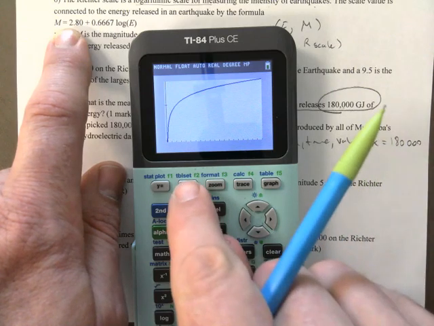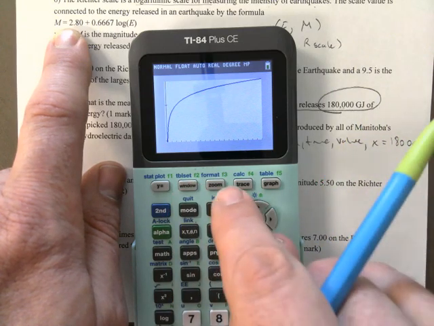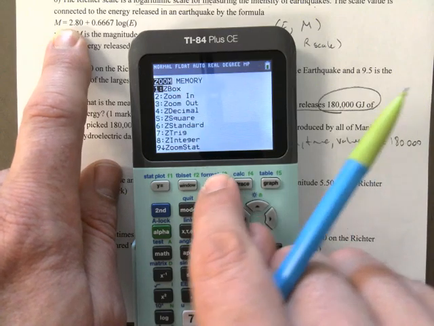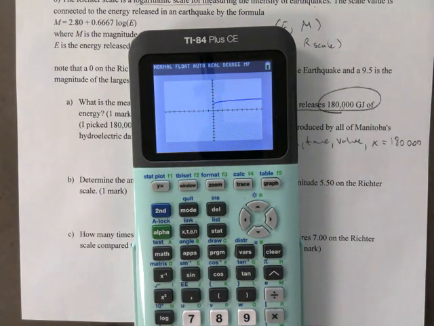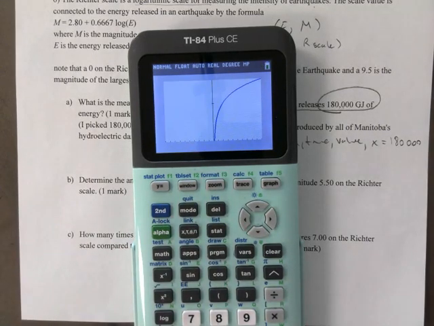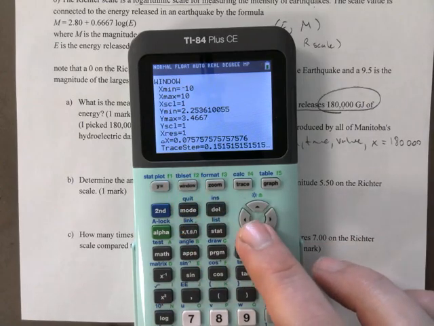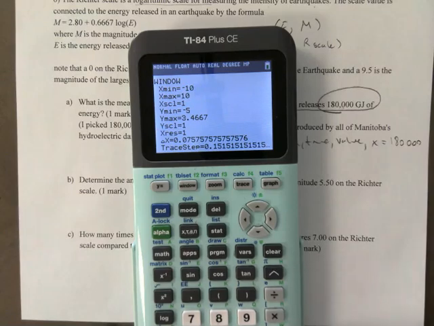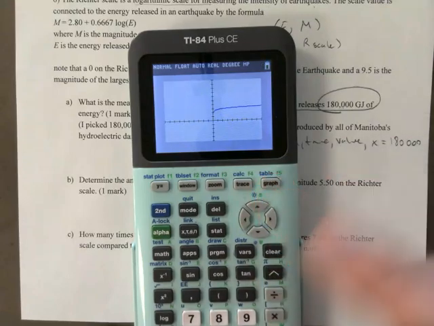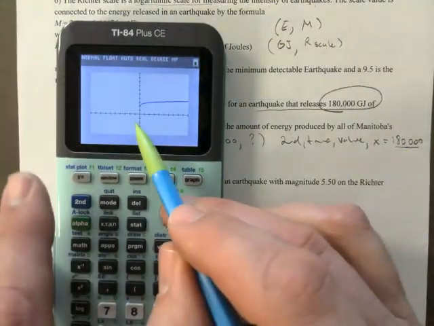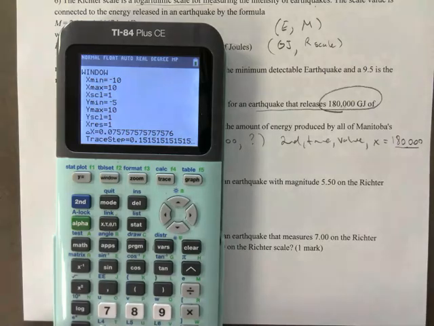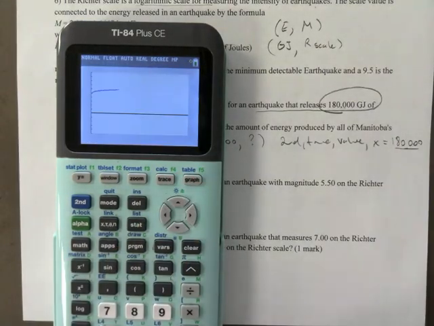So often it comes to your rescue. And if it doesn't do the trick, listen to this part. Zoom 6, right? You do a zoom standard to reset your window from what you had used previously. And then you try zoom fit to help you out there. Okay, and I want to make sure that my Y min is a little bit into the negatives. Y max, I'm going to go higher as well. There you go. For now, it's good, but I need 180,000 to fit. So my X max needs to be 200,000 or something like that.